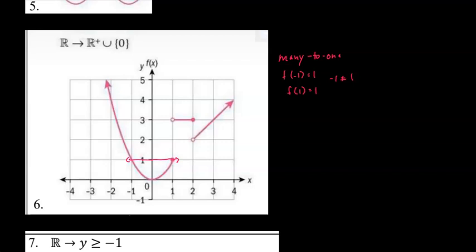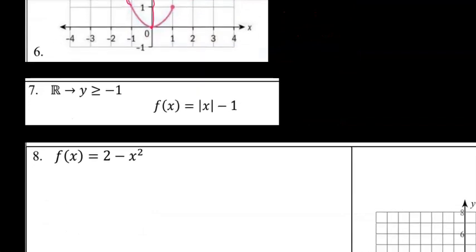Okay? Next, is it an onto function? Let's look at what they tell us about the range. It is all real positive or 0. All real positive or 0. So 0 is included, and then we have all of the positive numbers. Yes, yes, yes, these are going to be part of it. Okay, so this is an onto function. Okay, good job, guys.